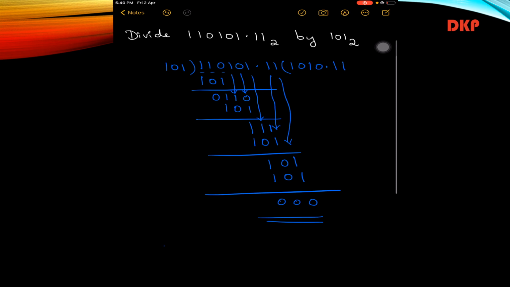Therefore, 110101.11 divided by 101 is equal to 1010.11.